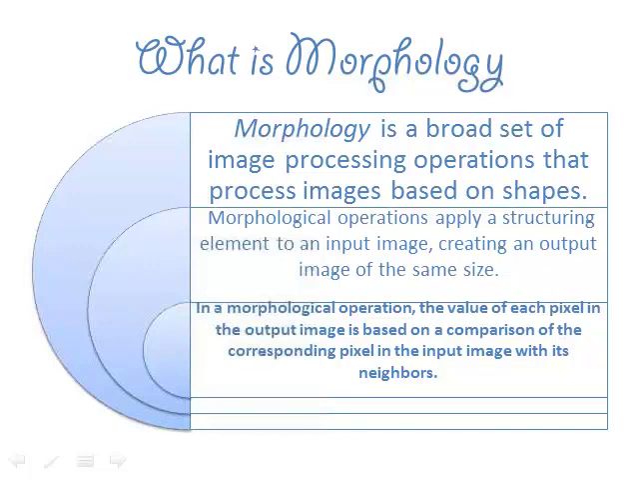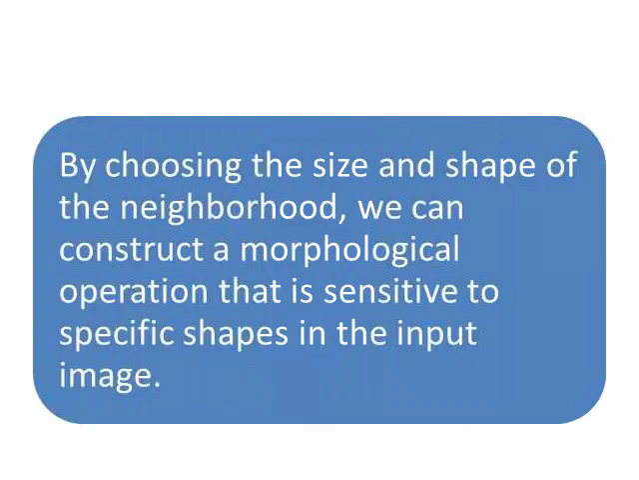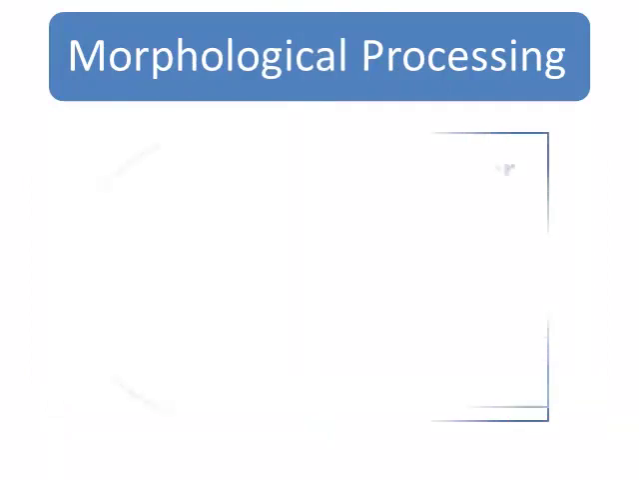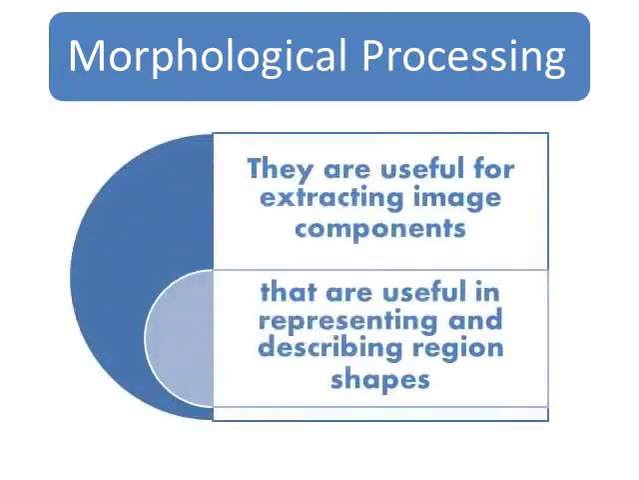In a morphological operation, the value of each pixel in the output image is based on a comparison of the corresponding pixel in the input image with its neighbors. By choosing the size and shape of the neighborhood, we can construct a morphological operation that is sensitive to specific shapes in the input image. Morphological processing is useful for extracting image components that are useful in representing and describing region shapes.